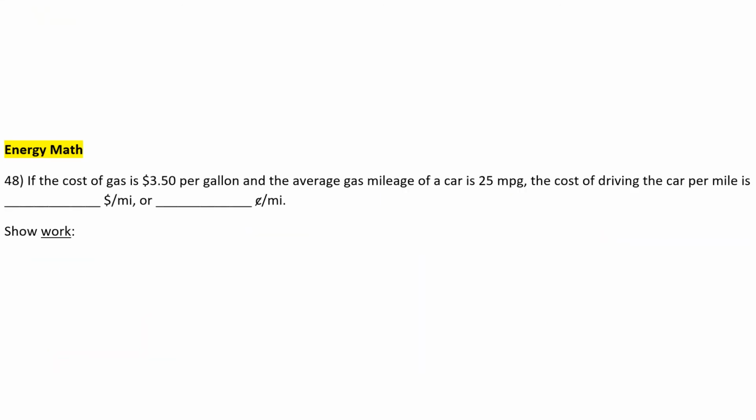If the cost of gas is $3.50 per gallon and the average gas mileage of a car is 25 miles per gallon, the cost of driving the car per mile is blank dollars per mile or cents per mile. Okay, so let's show our work. We start off with $3.50, and we know that this is per 1 gallon. We know that our car takes 25 miles per gallon. So gallons cancel out. I basically divide, and I get 14 cents per mile. Okay.